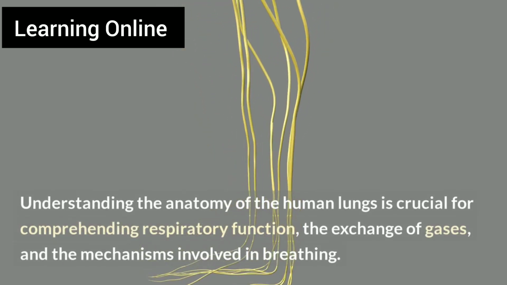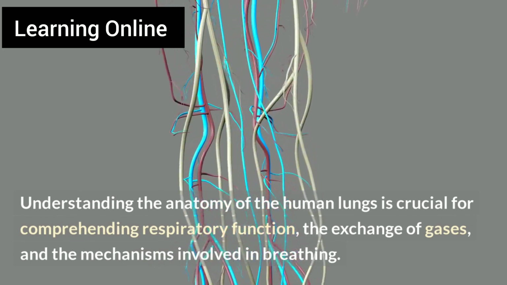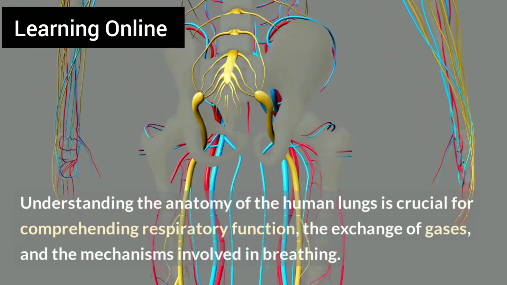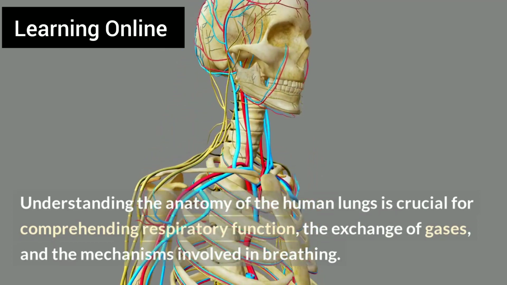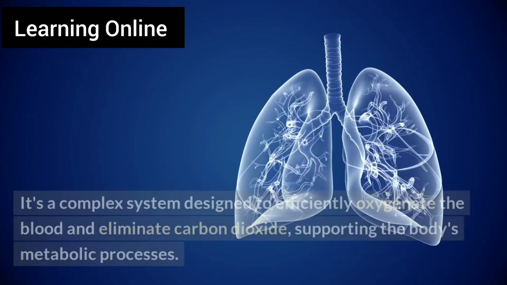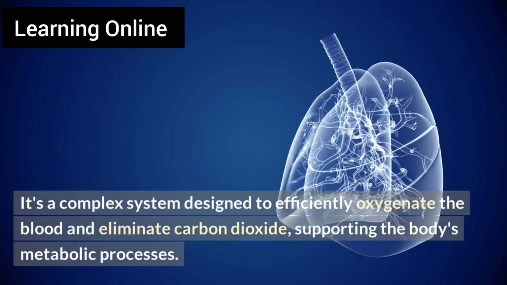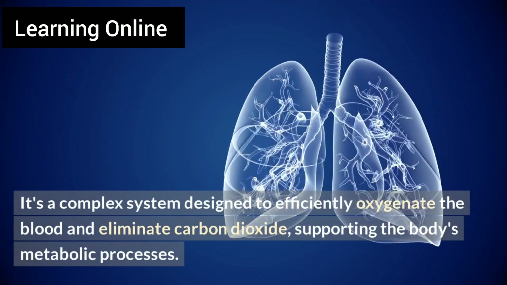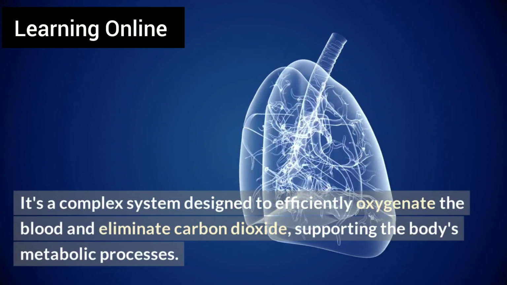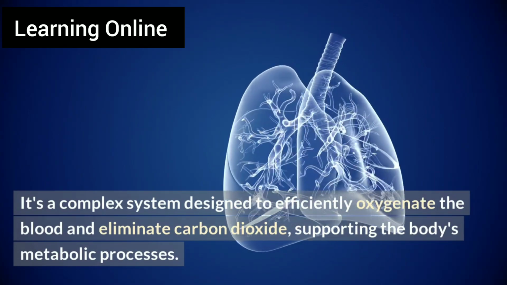Understanding the anatomy of the human lungs is crucial for comprehending respiratory function, the exchange of gases, and the mechanisms involved in breathing. It's a complex system designed to efficiently oxygenate the blood and eliminate carbon dioxide, supporting the body's metabolic processes.